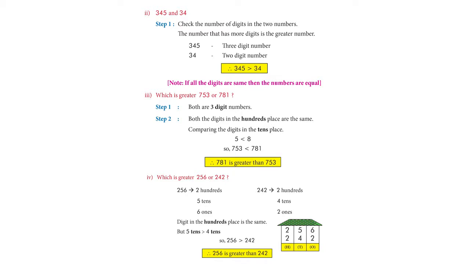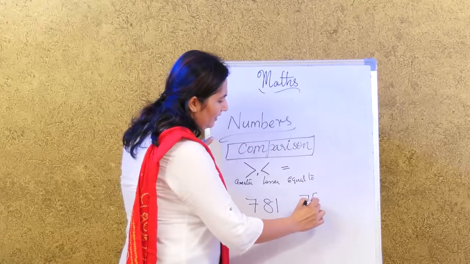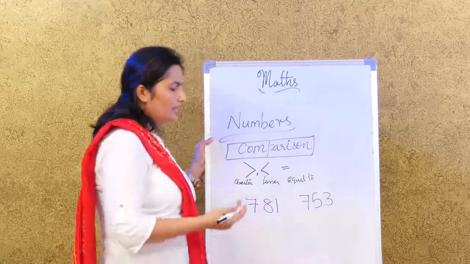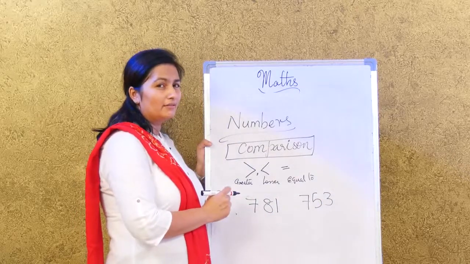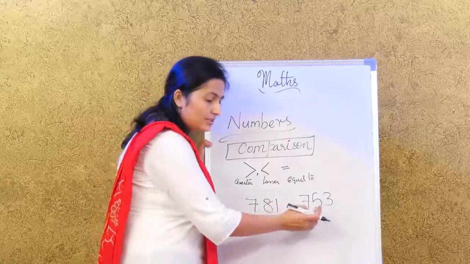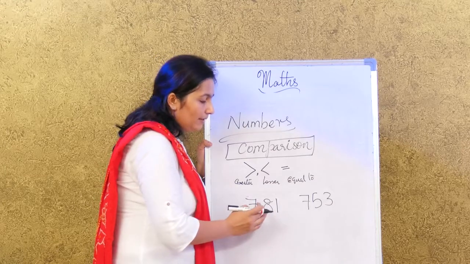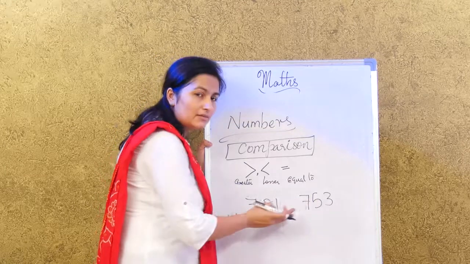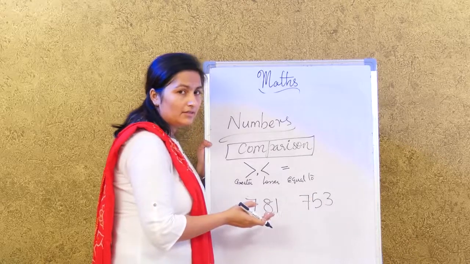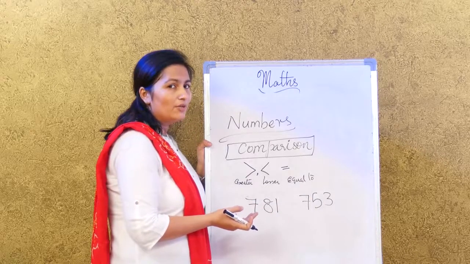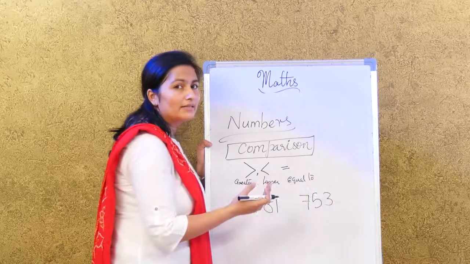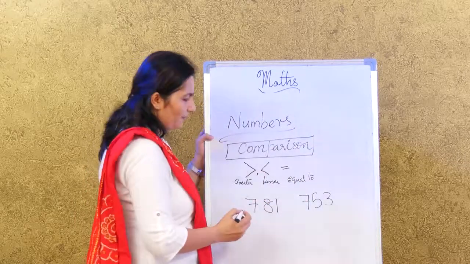Let us take this example from the textbook, page number 61, 781 and 753. Now how will we know which is greater? Look at this, both of them have 3 digits, 1, 2, 3, 1, 2, 3. Okay? Both of them are in the 700s. So how do we know which of these numbers is greater?